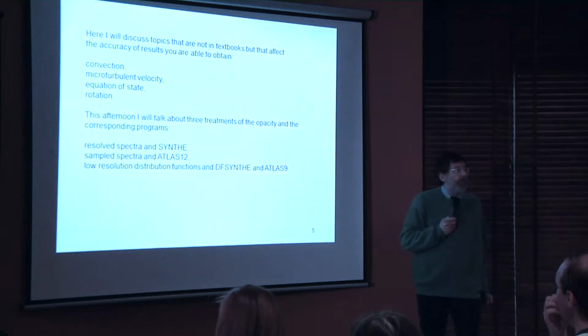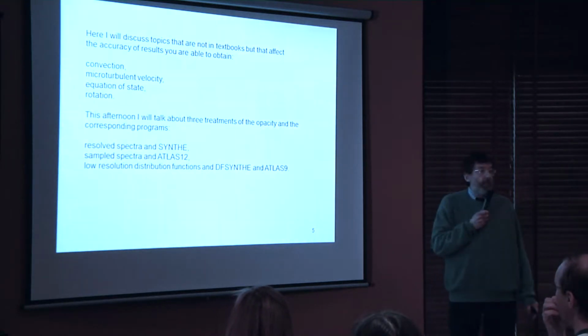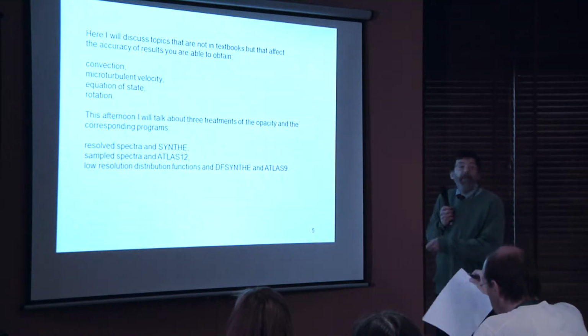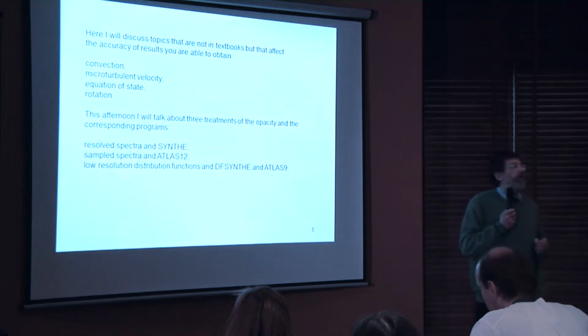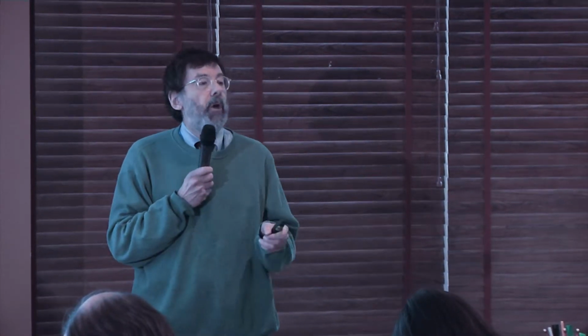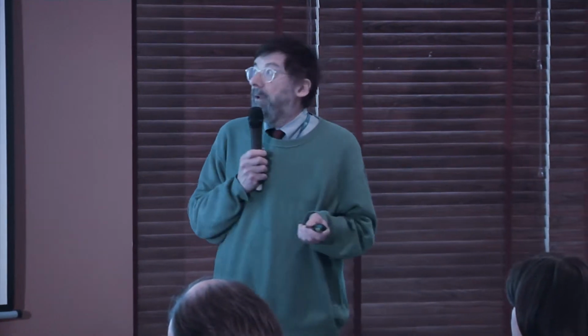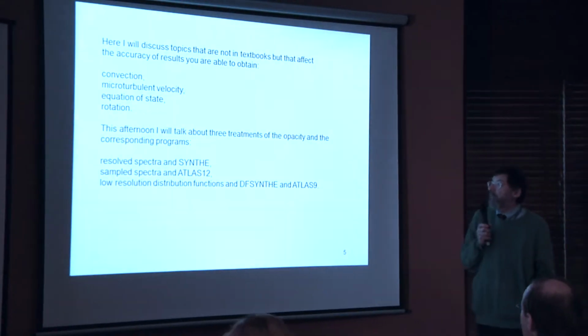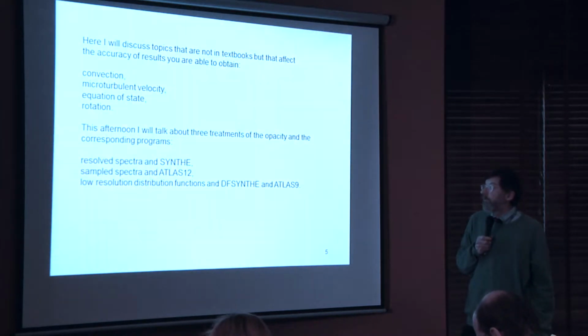I'm only going to talk about some details that are not part of these write-ups and not part of the papers, but are things you should know about so you don't have the false impression that everything is easy, like it is in textbooks. There actually are problems you should worry about, because if something goes wrong, you should know or suspect that it could be some of these problems people haven't told you about. But I'm telling you. There are problems with convection, microturbulent velocity, equation of state, and rotation.